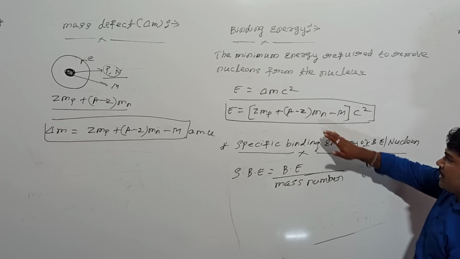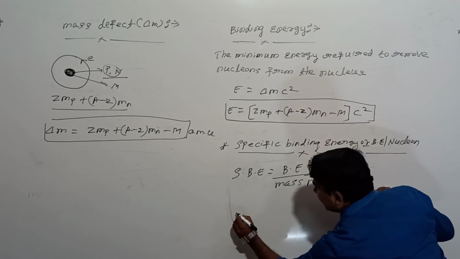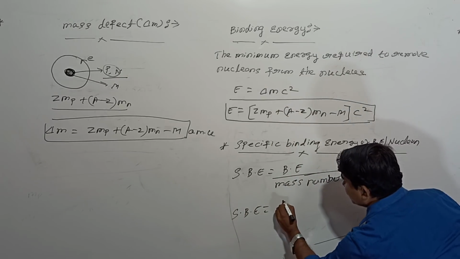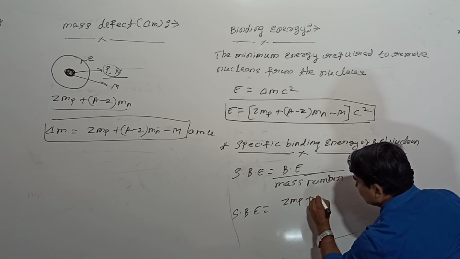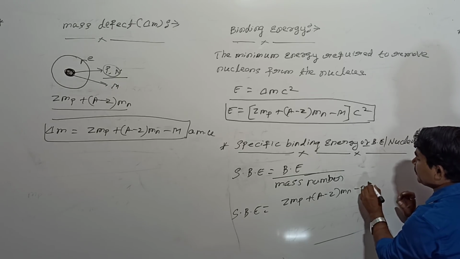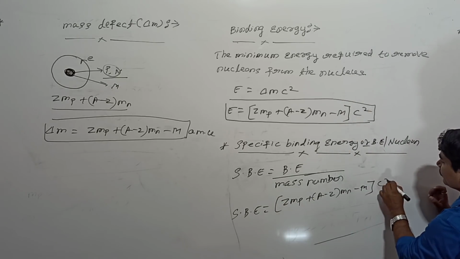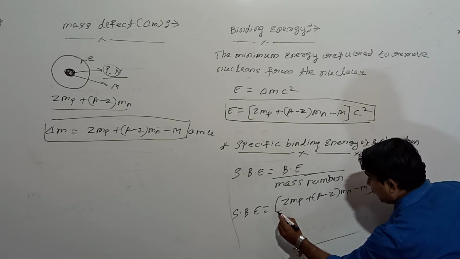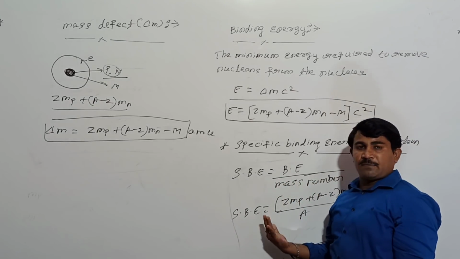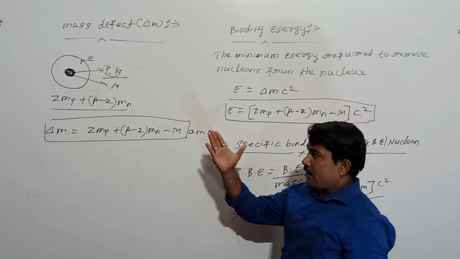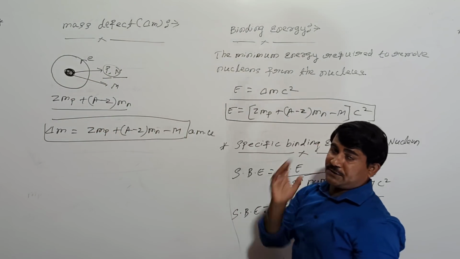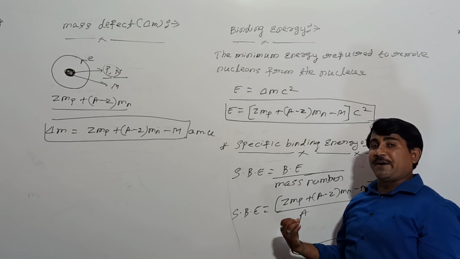See, this is the binding energy formula directly. Specific binding energy can be represented like this: binding energy is Z times mp plus (A minus Z) times mn, minus actual mass, into c square, divided by mass number. That is the ratio of binding energy to mass number, we are calling the specific binding energy, or the energy required to separate a nucleon from the nucleus to an infinite distance.